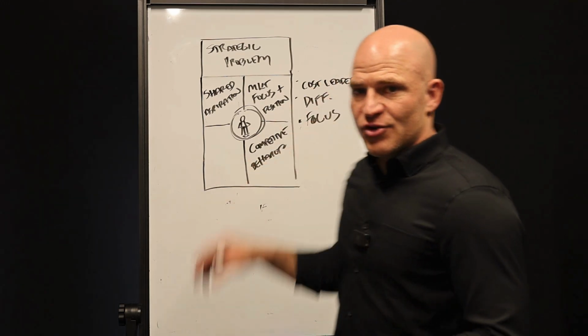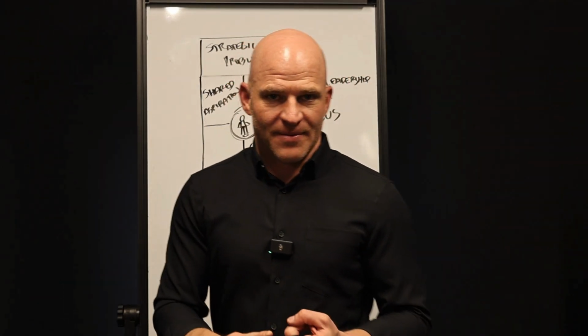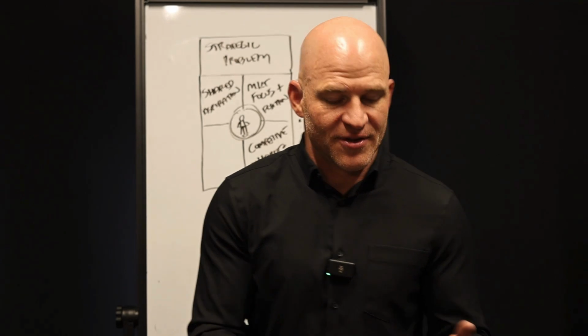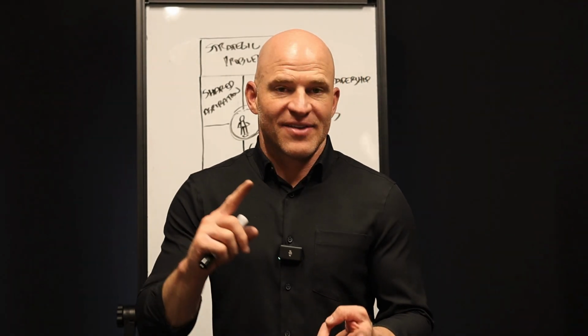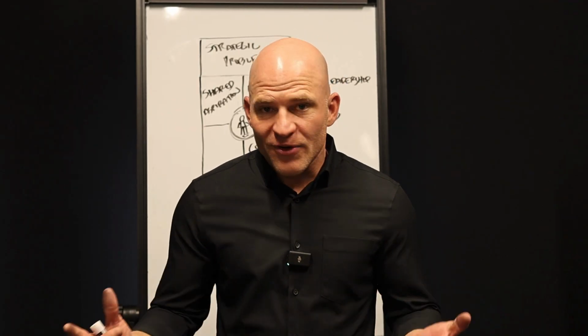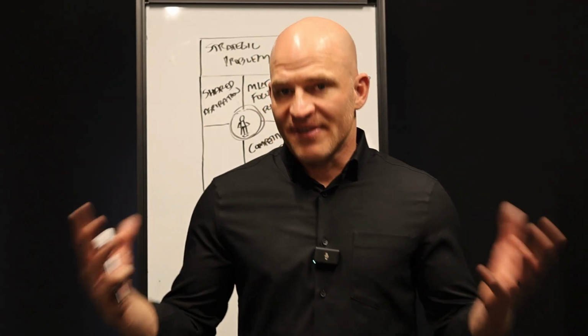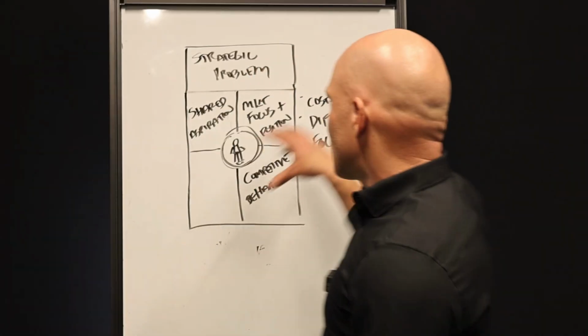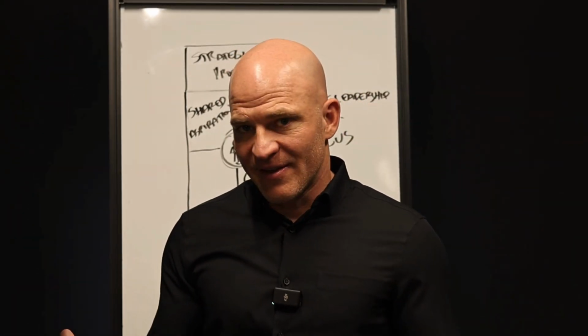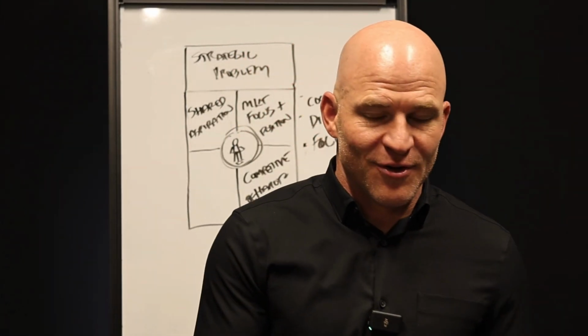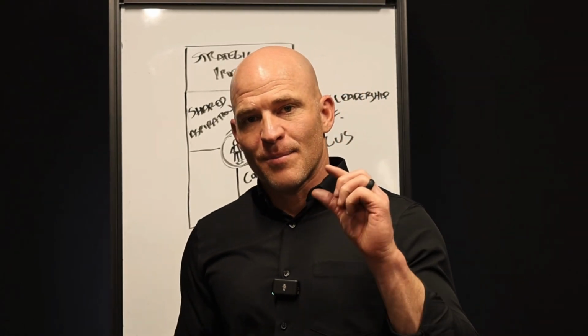Let's start with cost leadership. Think about Walmart or Amazon. They have streamlined operations. They're very efficient. They have robotics. They invest in automation. They outsource stuff. They have economies of scale. You get the point. But their cost structure is super low, and therefore they can offer lower prices compared to their competitors and still make the same amount of margin.